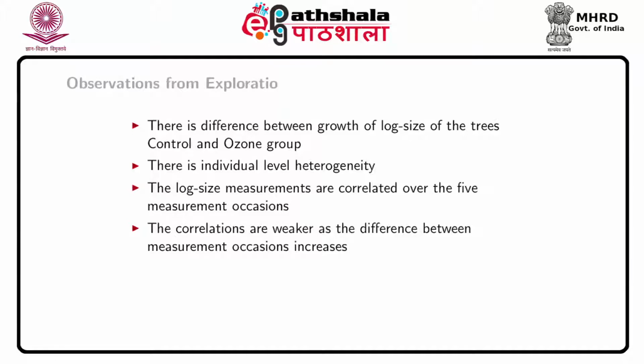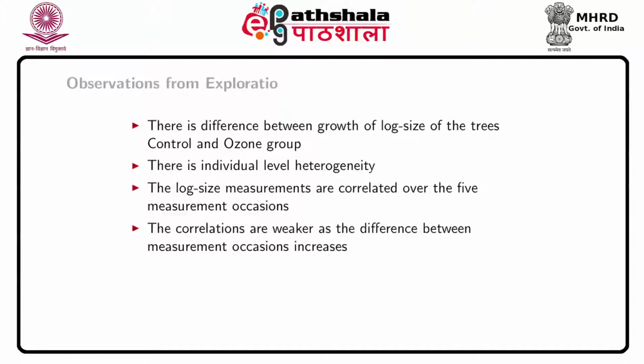Also there is individual level heterogeneity, as indicated by those black lines in the 2-panel plot or the XY plot that we used. The log size measurements are pretty highly correlated, and to start off with we assume that the correlations are weaker, which is indeed a fact, as the difference between measurement occasions increases. So we would be assuming an AR1 type of structure.